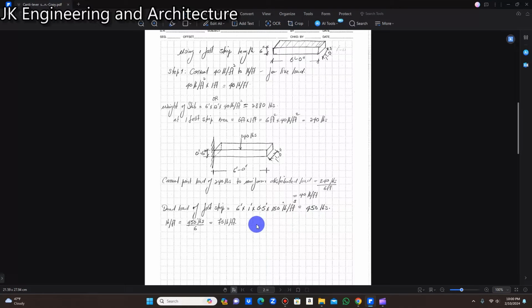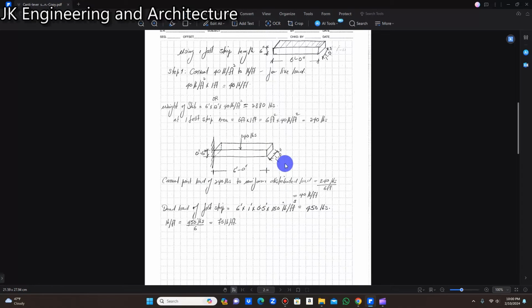But because we want to get it into a uniform distributed load, I divide it back by 6 feet to get 75 pounds per foot. So when you divide 450 pounds by 6 feet, the result is 75 pounds per foot. Again, if I was doing the calculation, I would just simply leave out this 6 feet and multiply this 1 foot by this half of a foot times this 150, and I will get back my 75 pounds per foot.